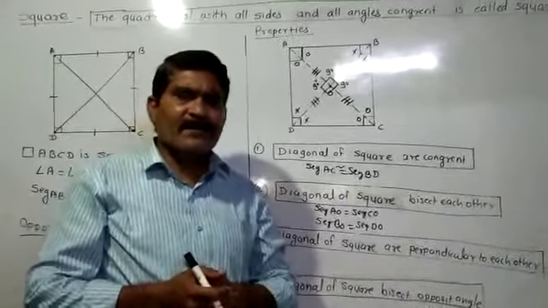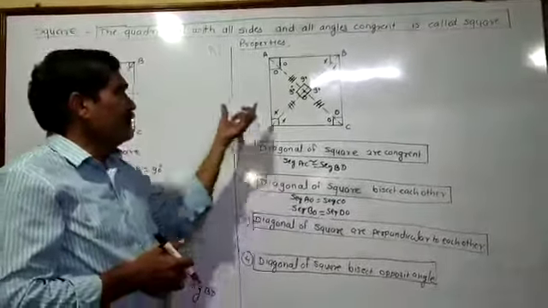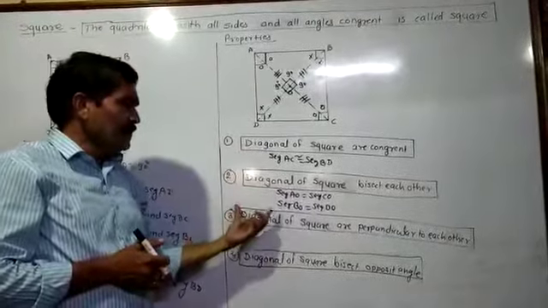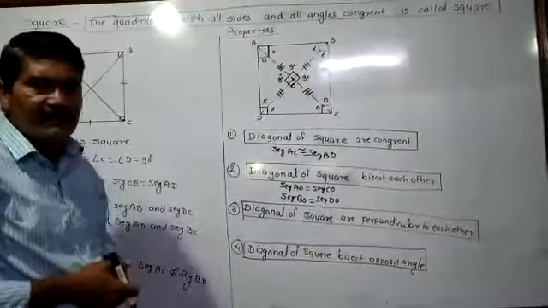I think you understand all these things. Write this definition and the properties in the basic book, and write all these things in the classwork notebook. Thank you.